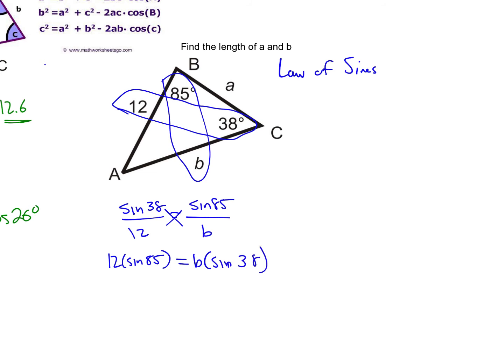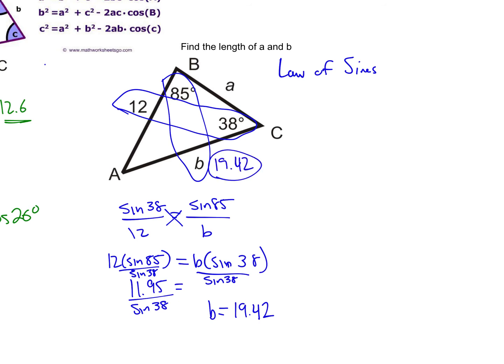All right, so 12 times sine of 85 is going to be about 11.95. Then I'm going to divide both sides by the sine of 38. So if I just divide by sine of 38, I get B to be equal to 19.42, which is fine. 19.42 is that one.